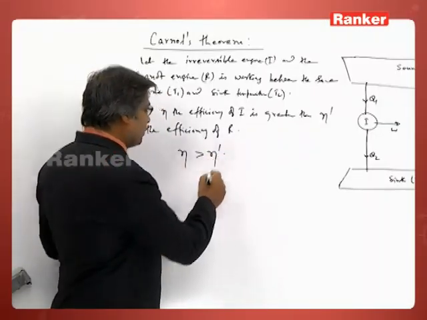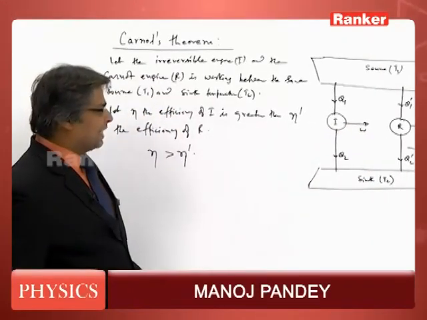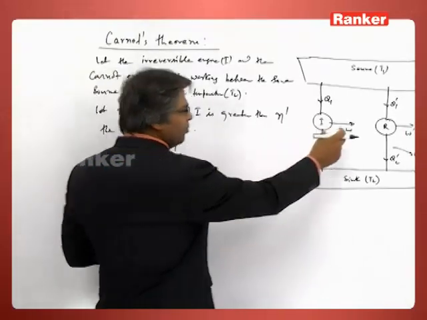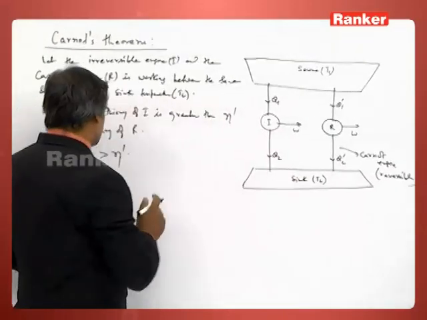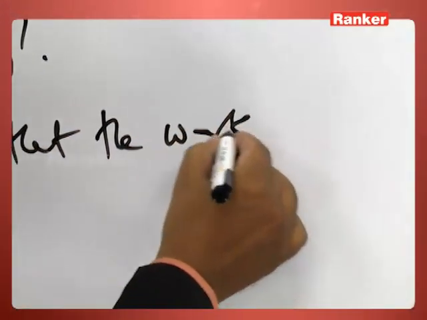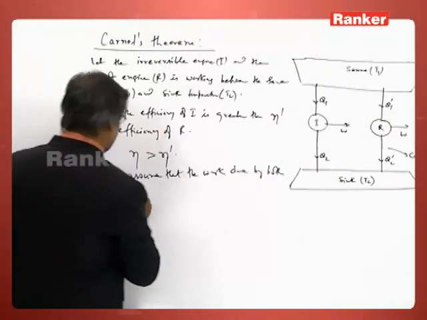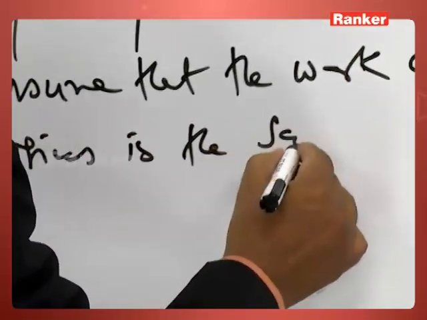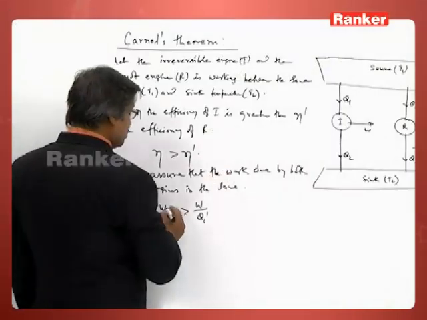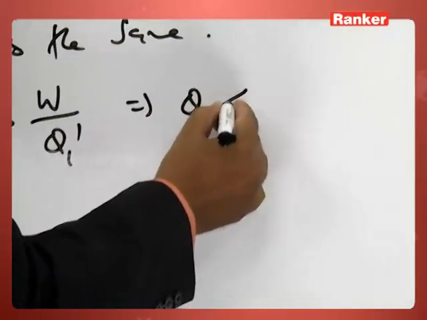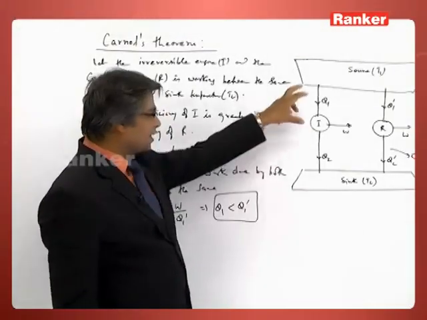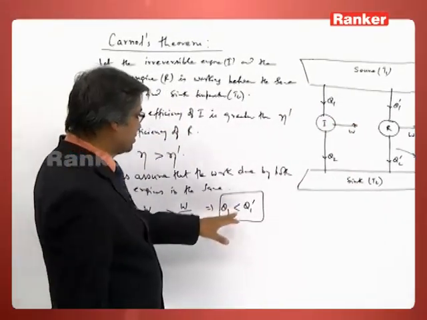Let us compare the efficiencies. We assume that this I is more efficient. Here, let us assume that the work done by both the engines is the same, so that we can easily compare. So I will assume that W and W dash are the same. This is the work done with Q1, this is the work done with Q1 dash. So work done being the same implies Q1 should be less than Q1 dash. That means if this engine is more efficient, it should take less energy and convert it to more work. So I got Q1 is less than Q1 dash.